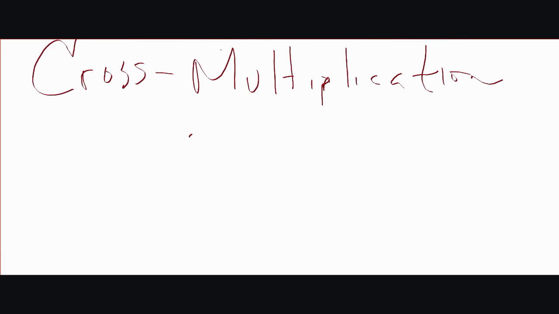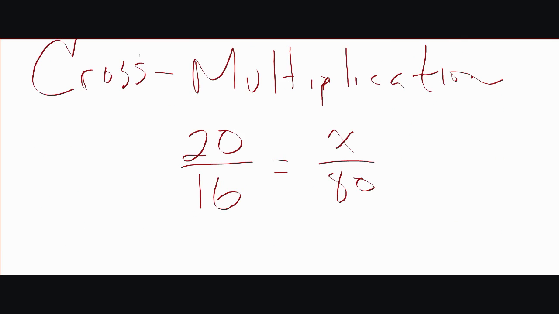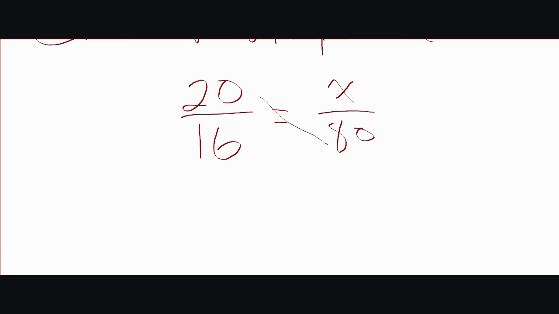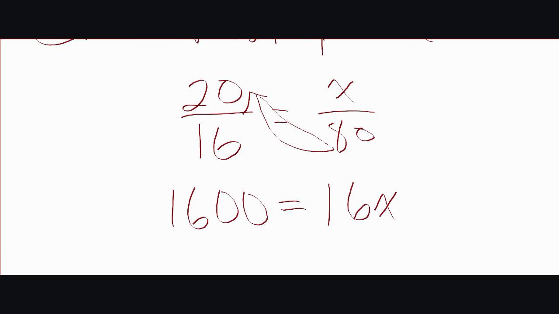So let's do that down here. I've got 20 over 16 is equal to x over 80. So cross multiplication, I'm going to multiply 80 times 20, which is 1600. This is equal to 16 times x, which is 16x. Notice now they're on each side, right? Because I'm bringing the 80 up to the other side and multiplying, and I'm bringing the 16 up to the other side by multiplying. It's just two algebraic steps combined into one.